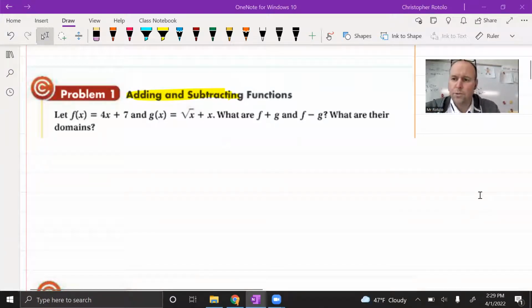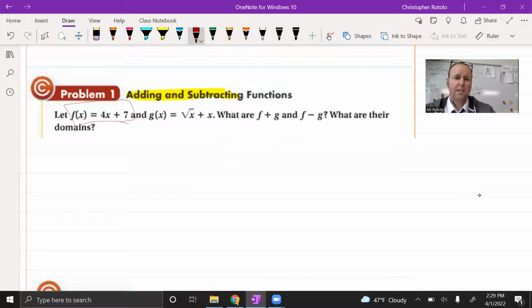Hey friends, we're going to jump into adding and subtracting functions. We're going to give you some weird looking functions here, right? First one's not too bad. We got a nice linear function, y equals mx plus b. The second one has a square root of x plus x. Really doesn't matter what it is. We're just going to follow what they ask us to do with these functions.